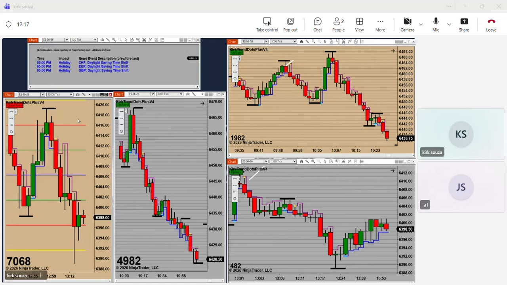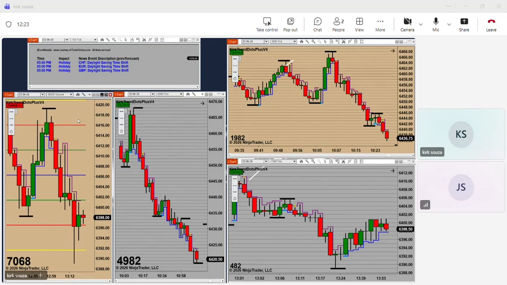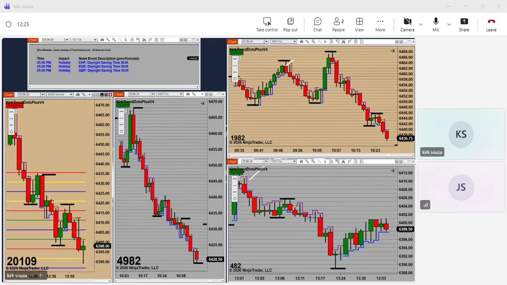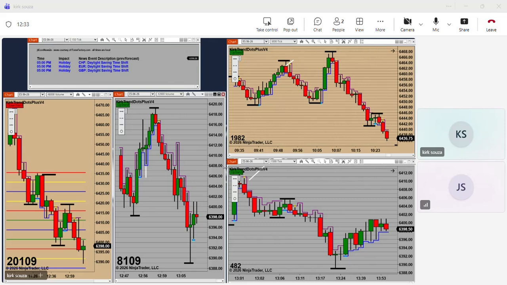So say you want to use a 48,000 as your direction, okay? Just to go 48,000 volume. That's a big one. So then you got to use 12,000. You're not going to get a lot of trades. See, that's what I'm talking about.